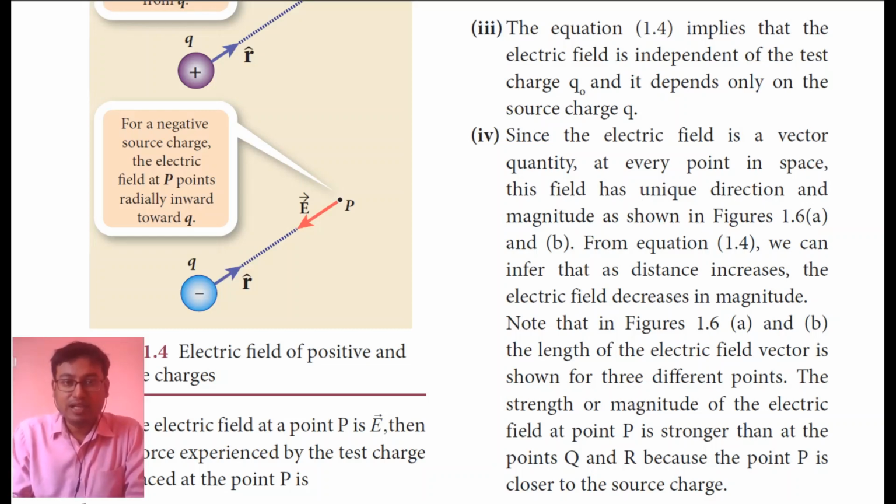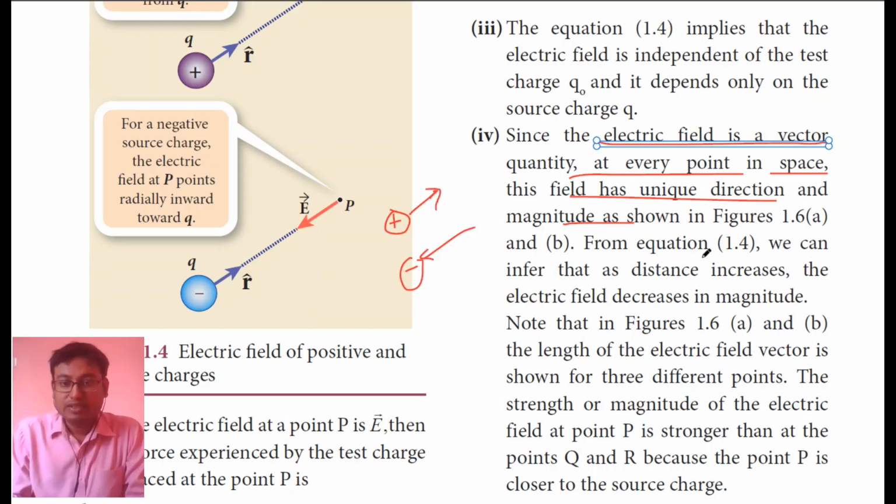Here you have to keep in mind that electric field is a vector quantity. That means it has magnitude as well as direction. Then the field has unique direction and magnitude. For positive charges, the electric field lines go outward, and for negative charges, electric field lines come inward. You always have to keep in mind this thing.